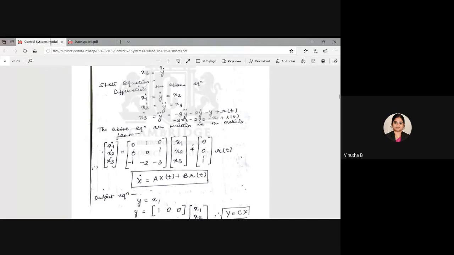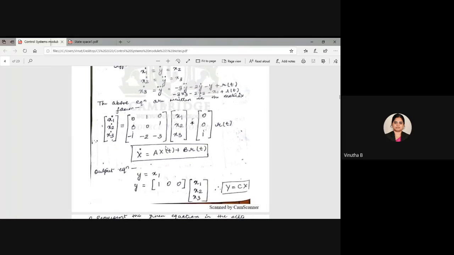And for x3, you have to write down the coefficients. So you have minus 3 in the column of x3, minus 2 in the column of x2, and minus 1 in the column of x1. And you write down these variables x1, x2, and x3, plus r of t. In the first equation there is no r of t, so it is 0. In the second equation also there is no r of t, so it is 0. But in the third equation you can see the presence of r of t, so write it as 1 into r of t. So this will give you x bar. This whole thing I will replace with capital X bar, which is equal to A into x of t plus B into r of t.